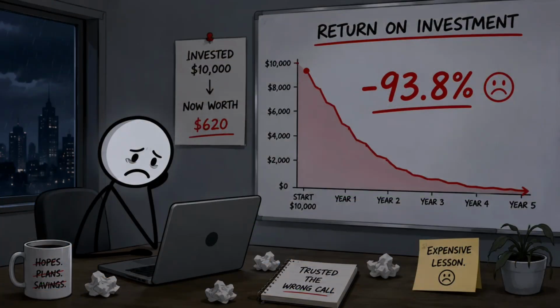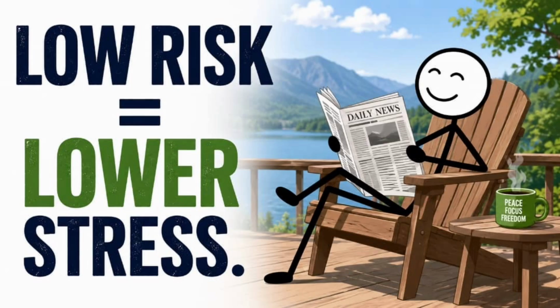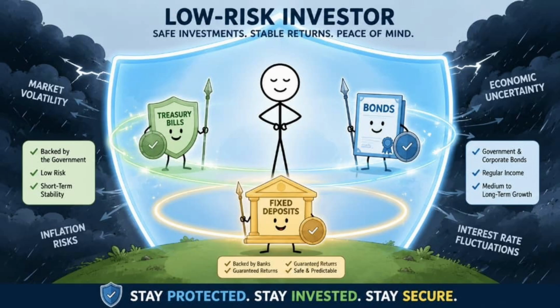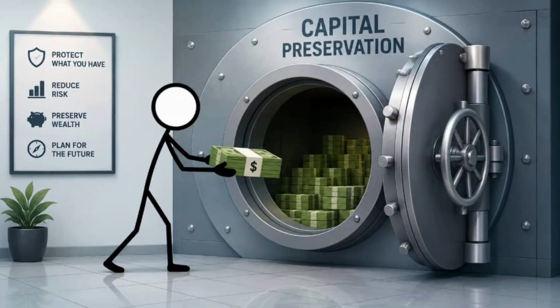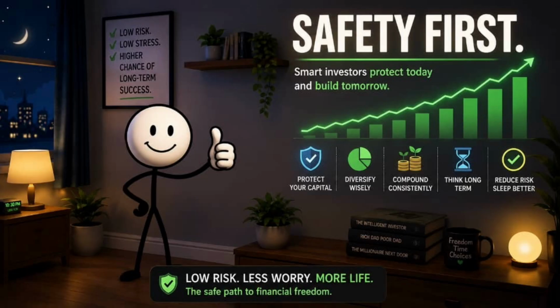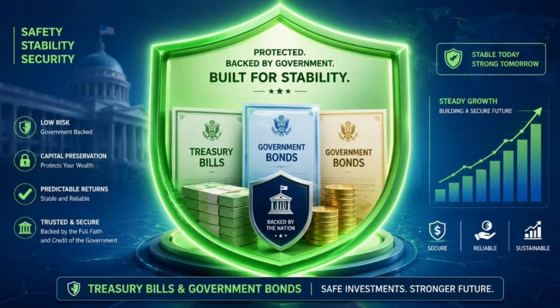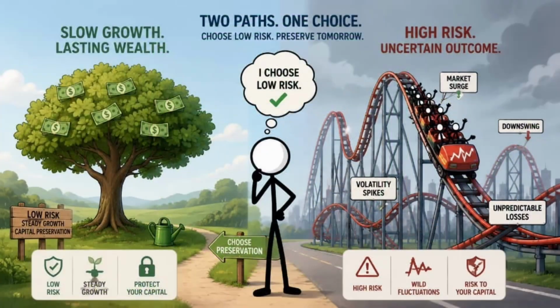Let's see investors by risk appetite. We have the conservative investors. It can be termed as low-risk investors. Meet Sarah. Sarah values peace of mind more than massive profit. She doesn't want to wake up and discover her investment dropped by 40% overnight, so she invests in safer assets. Her returns may be low, but she sleeps peacefully at night. For conservative investors, protecting capital comes before growing capital.